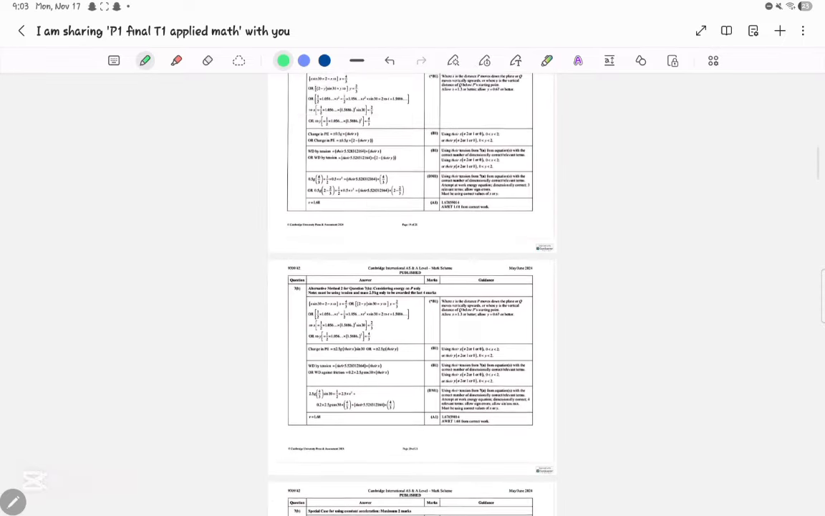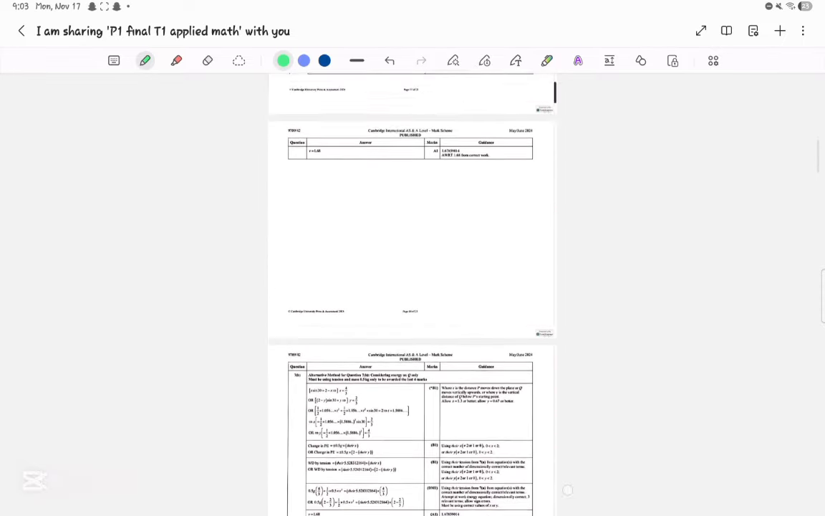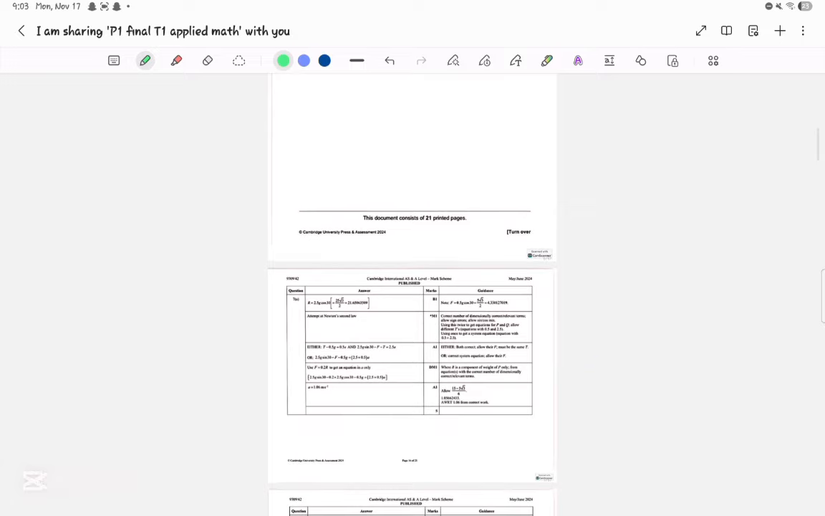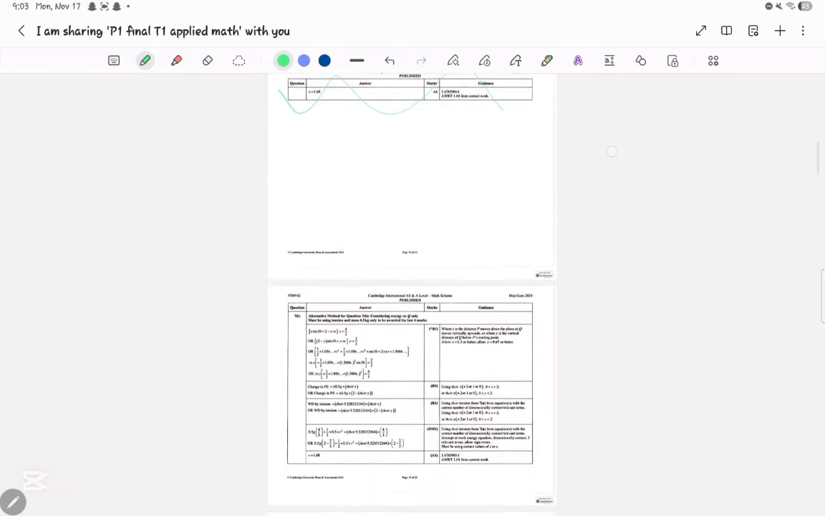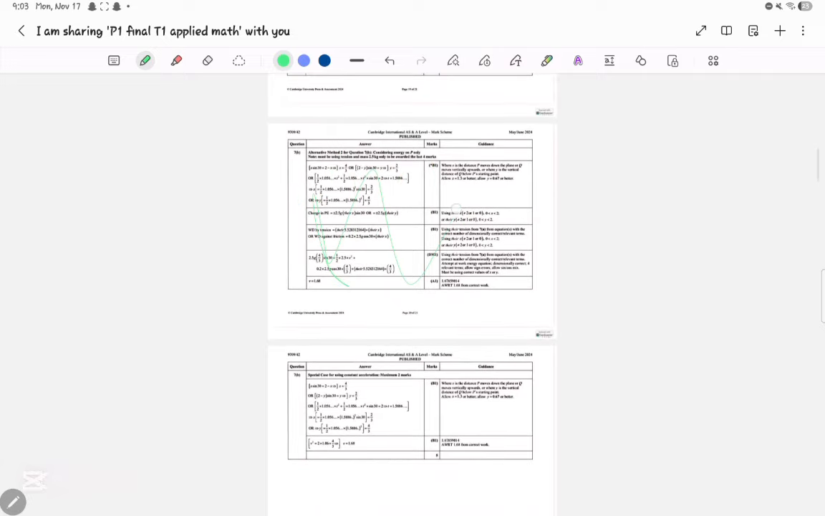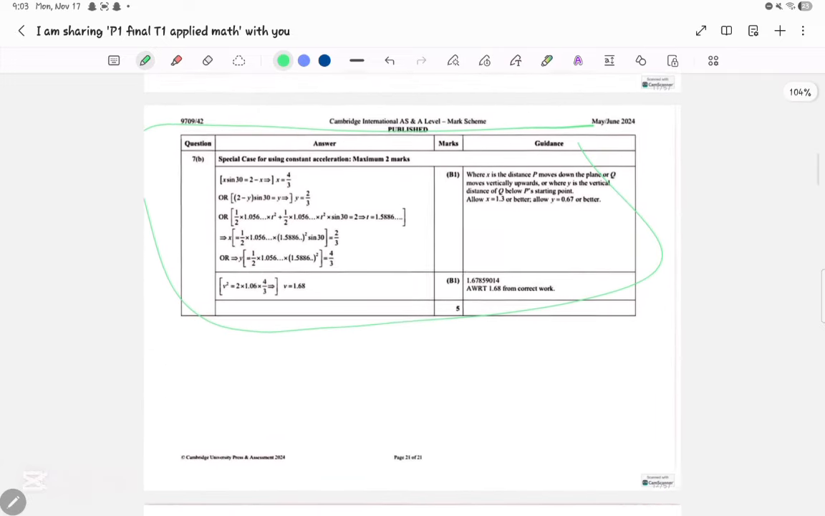So this is the marking scheme. You can check it. If you want to screenshot, this is for A. We will not use any of these for B. Which one did I use for B? I used this one over here. This is the one that I used for B.